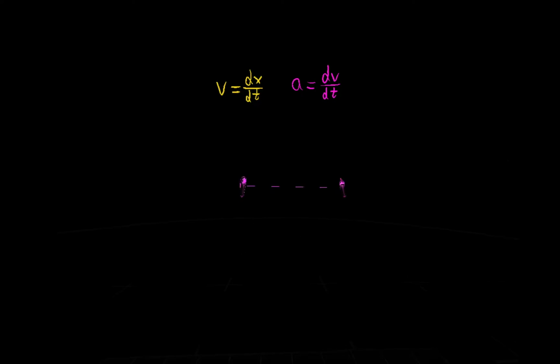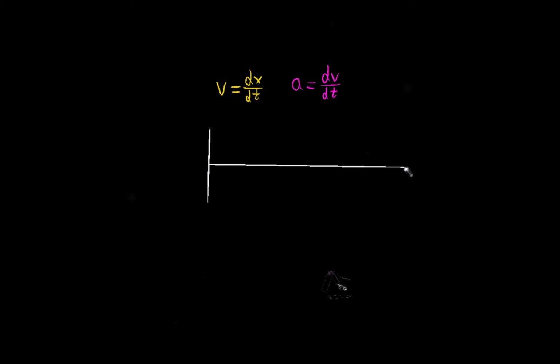So if we had a path that was described on an xt plot, so position and time, just like before. And this is our time, this is our position, and the slope would be velocity. And so let's say our path is something like this.